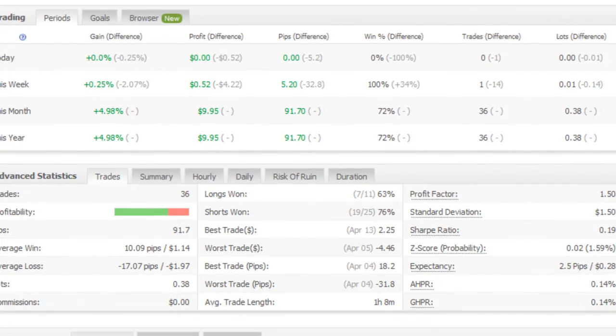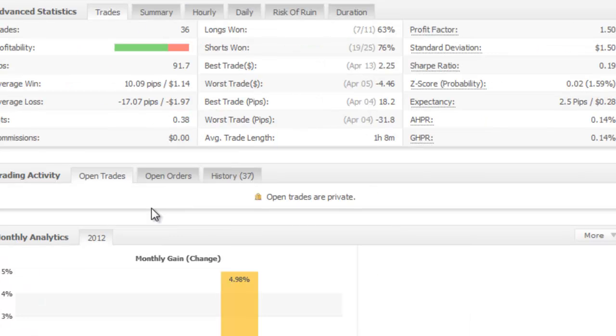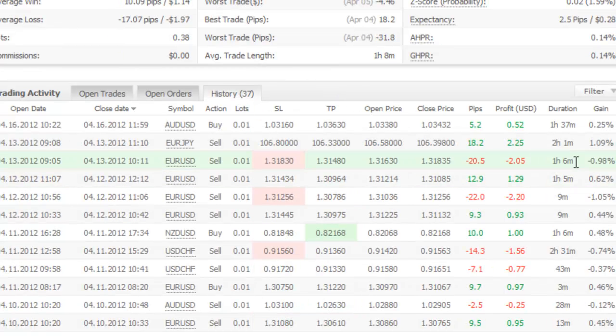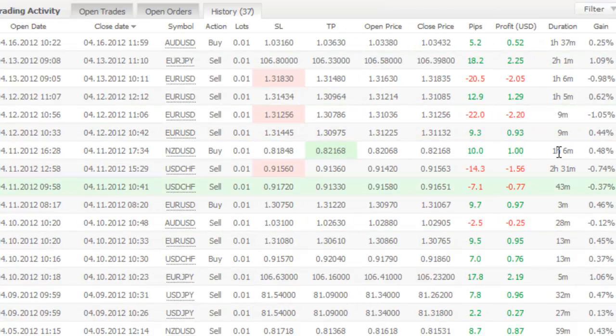You can see here a total of 91 pips generated, and the account is up 4.98%. If you click on history, you're going to see a listing of all the trades that I've done. So this is a public record. Anybody's welcome to see it.